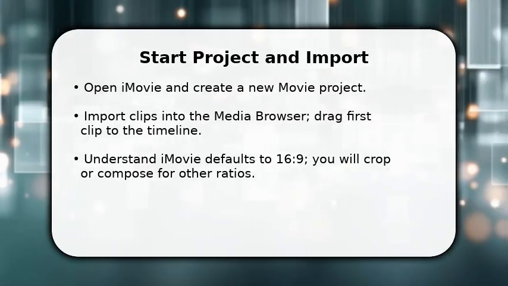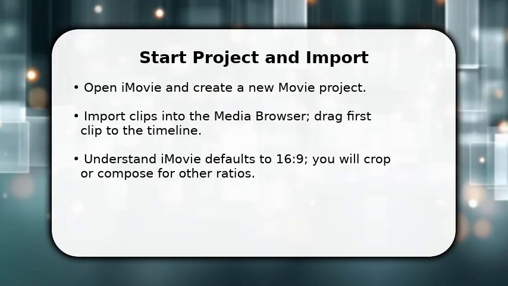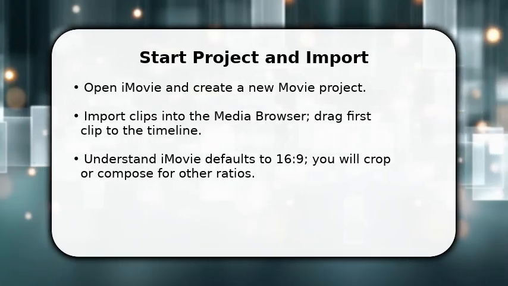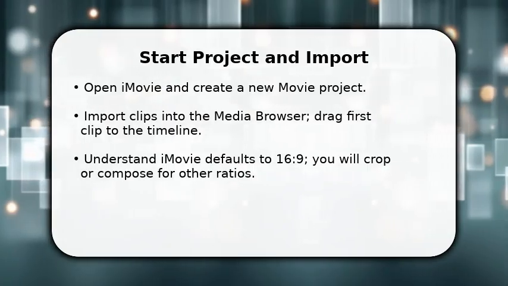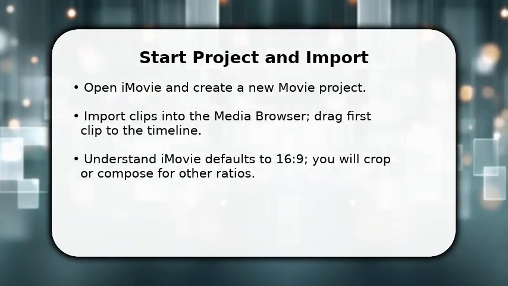Select the clip and click the crop tool to reveal fit, crop to fill, and Ken Burns. Make your first actionable choice now. Choose crop to fill to set a custom framing box you can adjust for other ratios.